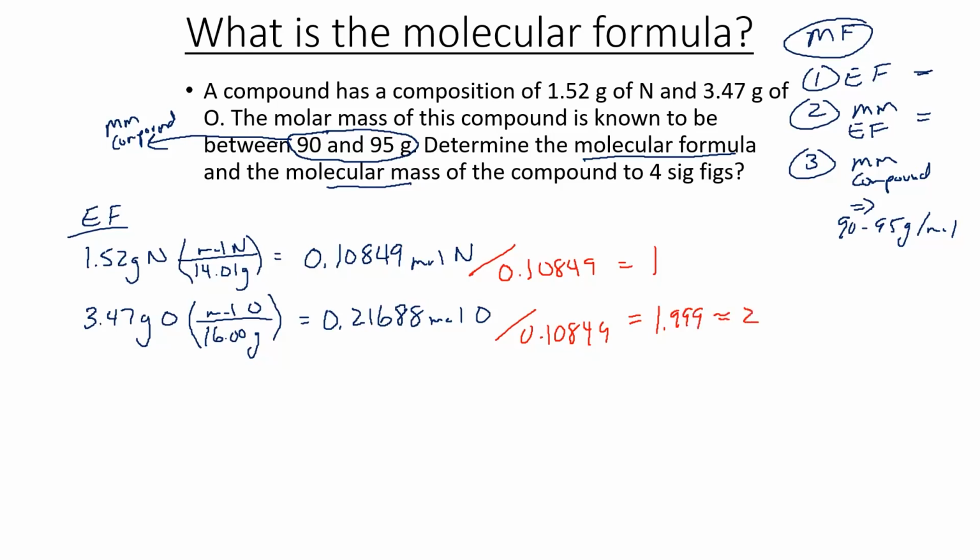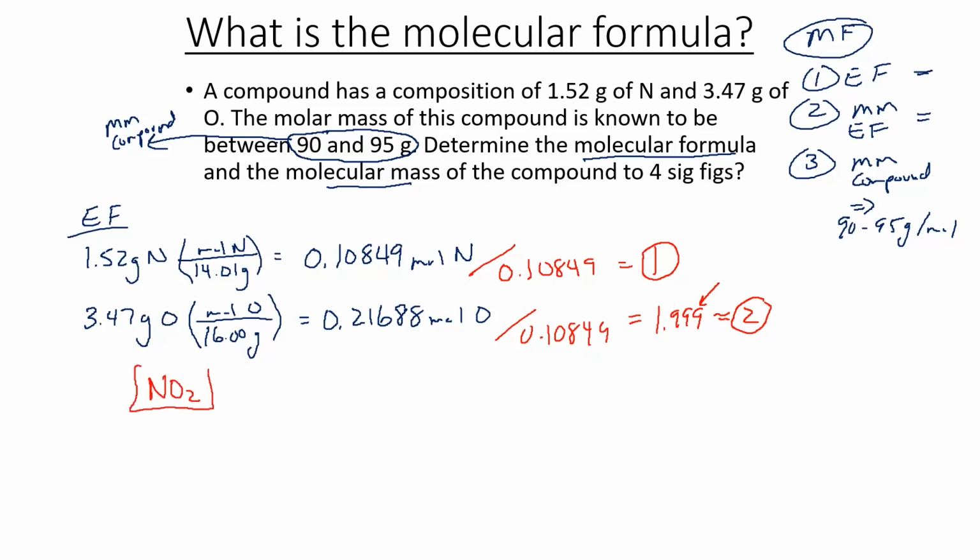And I think I misspoke. It is 0.10849 we're dividing by. So because we really hit whole numbers here for both of them, and again, that 1.999 close enough to round, gives us an empirical formula for this compound of 1 nitrogen and 2 oxygens, basically NO2 being our empirical formula.